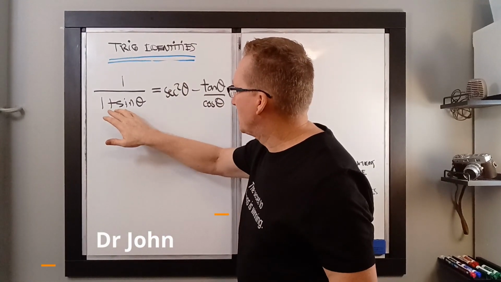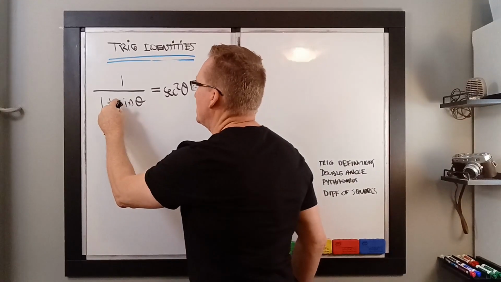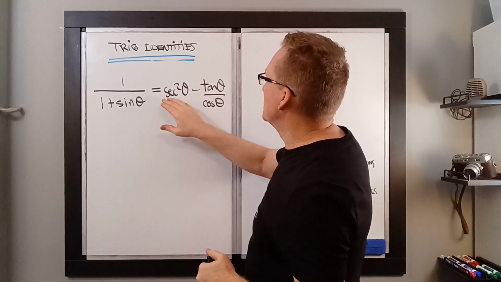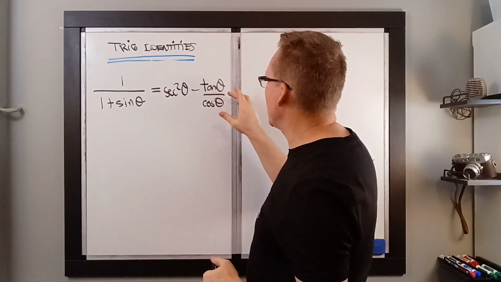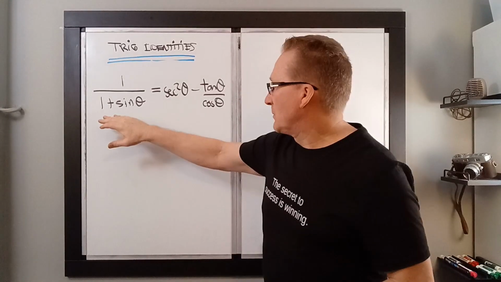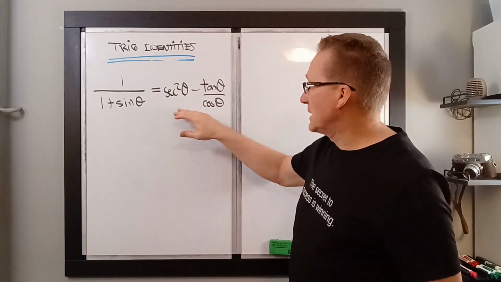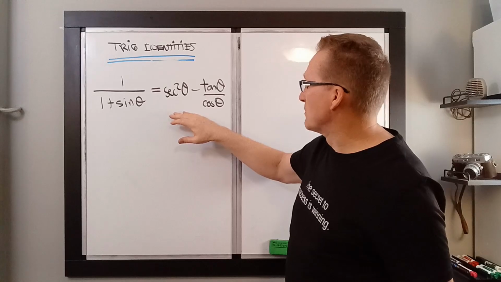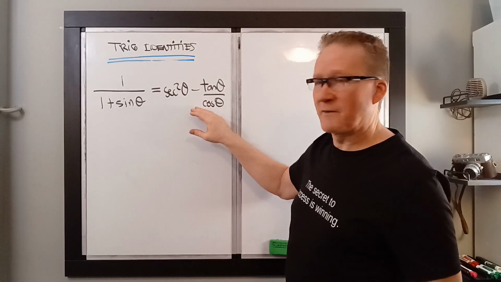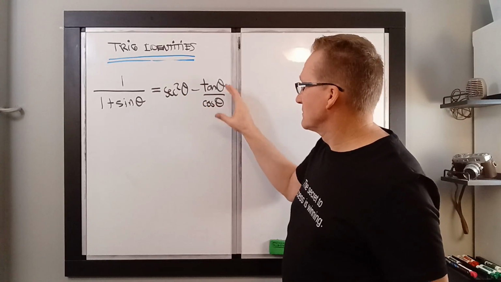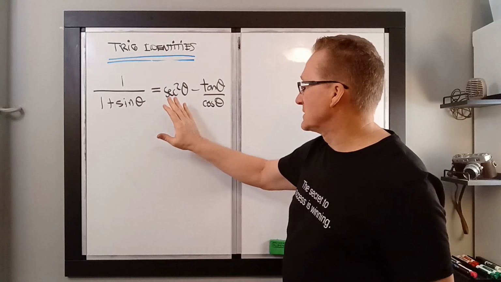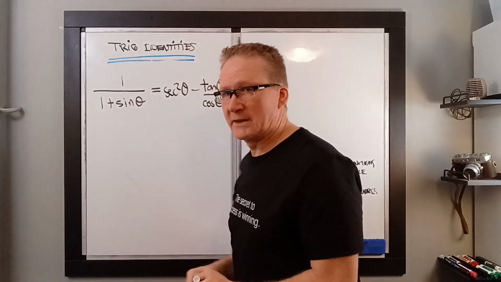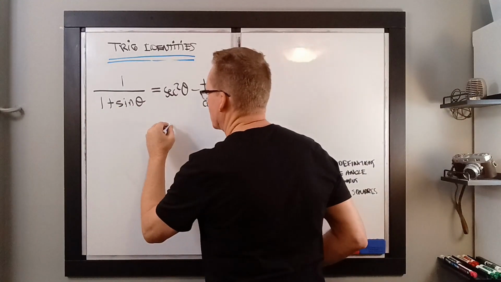1 over 1 plus sine theta is equal to sec squared theta minus tan theta over cos theta. Here we have the left-hand side and the right-hand side. Both of them are fairly complicated, but this looks more complicated since it has a square function in it and this fraction over here. So let's see if we can take the right side and create the left side with it. So we're going to see if we can work in this way.